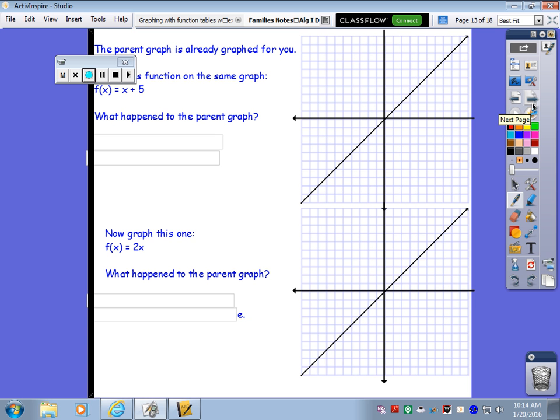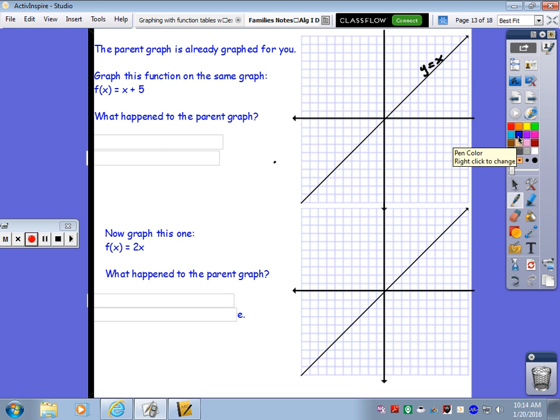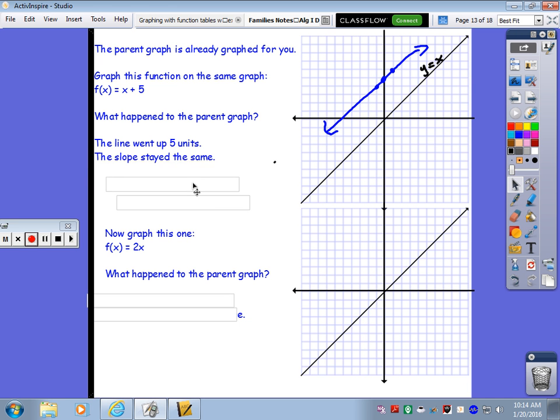So here our parent graph is always going to be y equals x, and it's already graphed here for us. So this is y equals x. All right, and so now we're going to graph this function on the same graph, y equals x plus 5. 1, 2, 3, 4, 5. Slope of 1. So what happens here? What happened to the parent graph when the line went up 5 units and the slope stayed the same? So you can see that they're parallel.